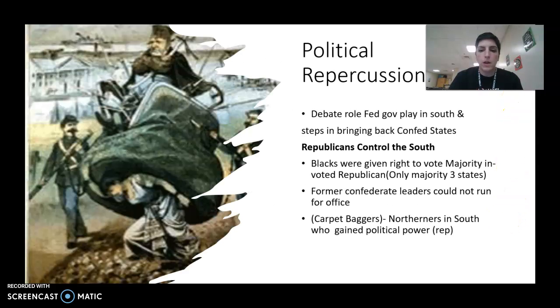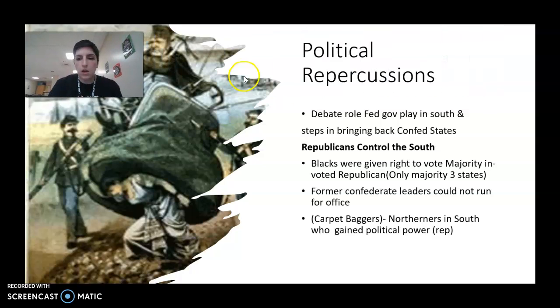For political repercussions, there was a debate about the role of the federal government and how it should play out in the South and in bringing back in the Confederate states. And the Republicans controlled the South. So Black people were given the right to vote, and the majority voted for Republican candidates, which was the party of Abraham Lincoln. And former Confederate leaders could not run for office.